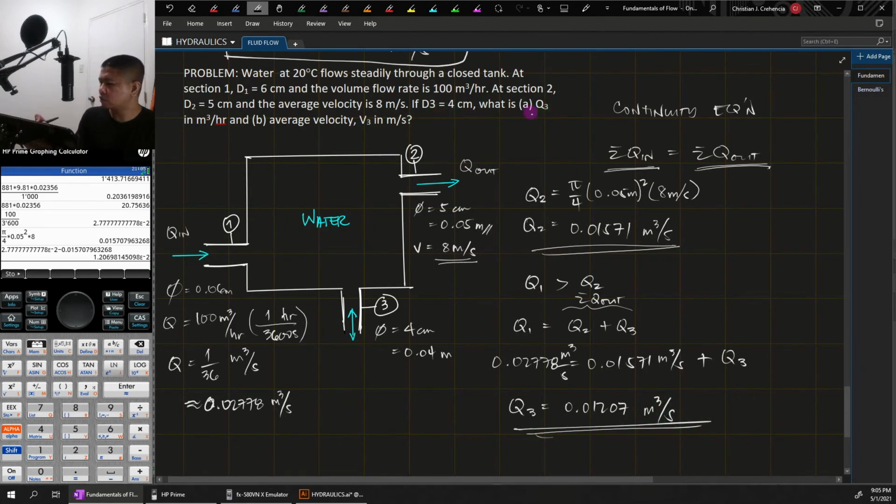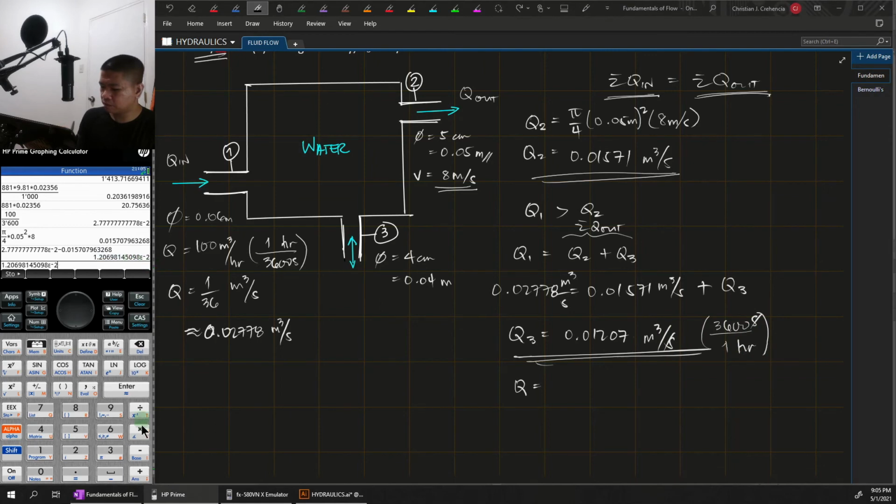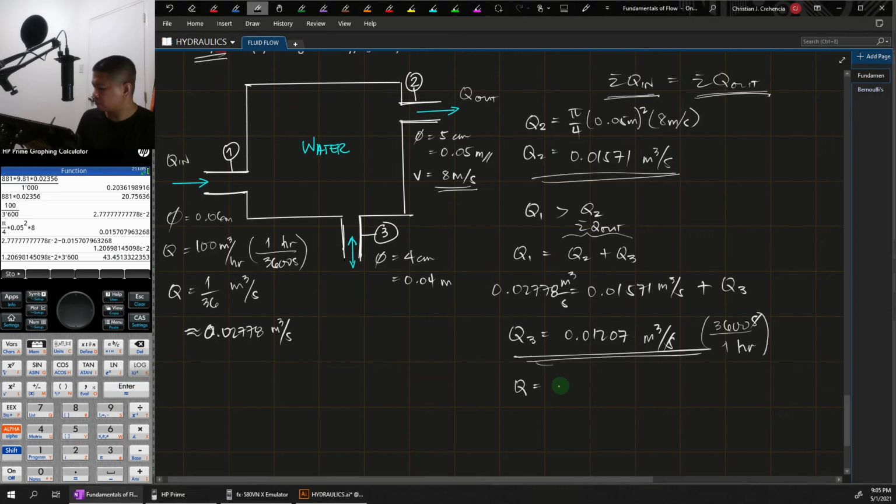So, ano nga ba yung nahanap? Q3 in cubic meter per hour. Okay? So, in terms of volume per hour, so multiply lang natin to ng 3,600 second for every 1 hour. So, cancel lang to. So, this one will be multiplied by 3,600. So, we have 43.451 cubic meter per hour.